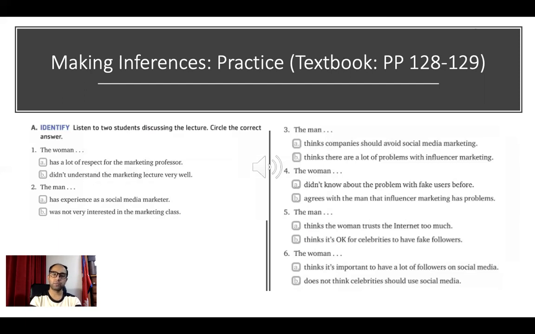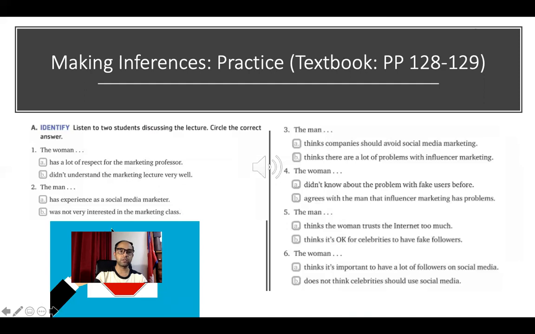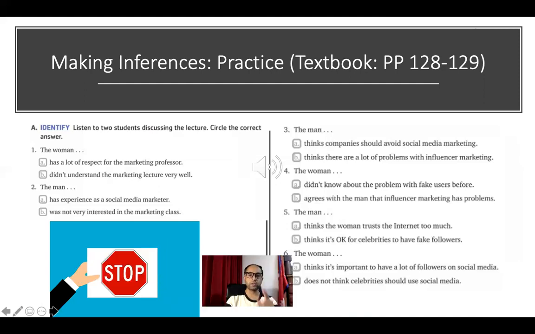What is true about the woman in number 1? What's true about the man in number 2? Similarly, the man in number 3, the woman in number 4, the man in number 5, and the woman in number 6. Please write down your answer and then you can continue in the video. So I want you to stop the video and write down your answers. If you want to listen to the audio, as I said, go back and listen again, but stop here now.